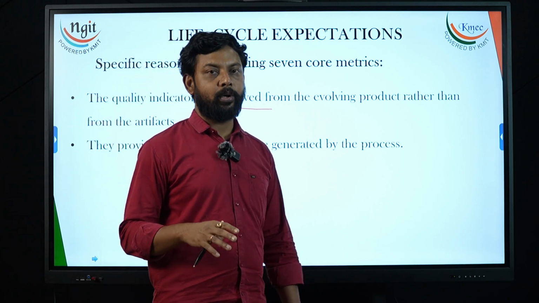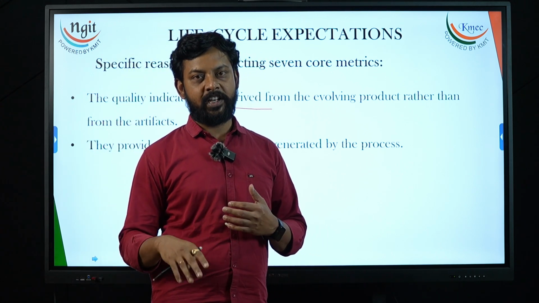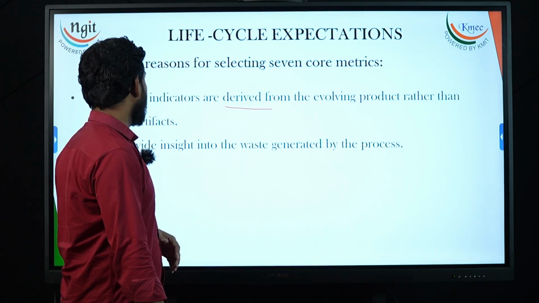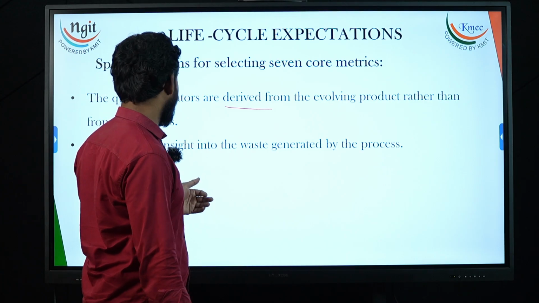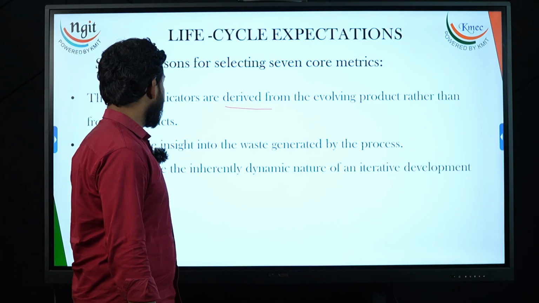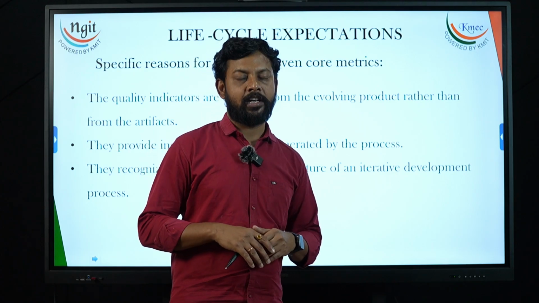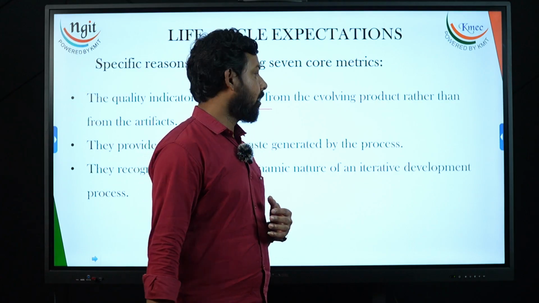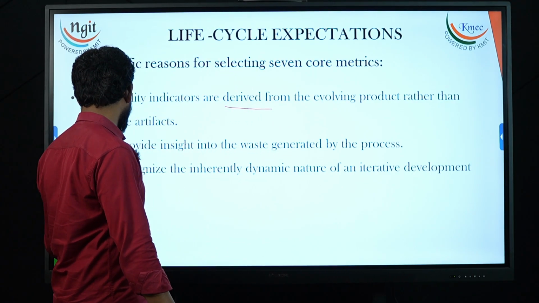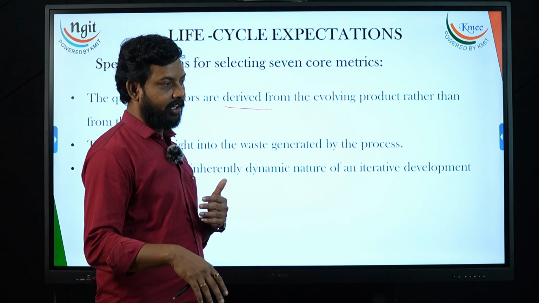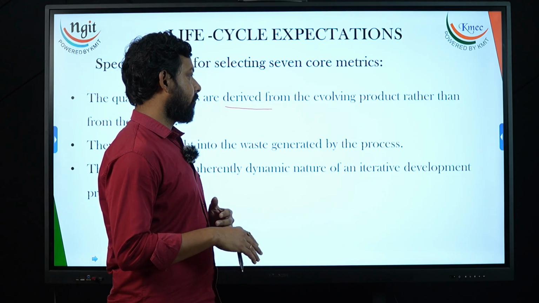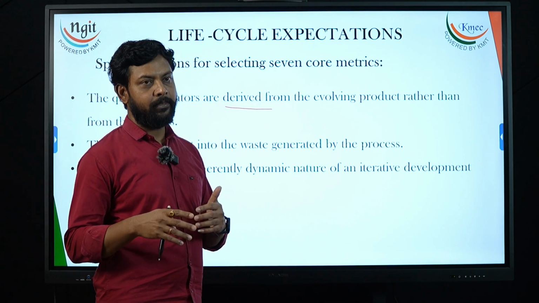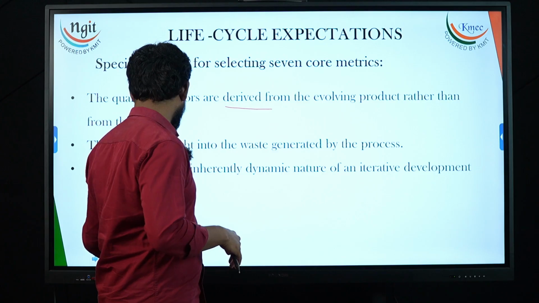And second, it is going to help you in understanding what waste is generated throughout the progress of your project. In order to know that, these 7 core metrics will help you. And the third reason is they are going to help you in understanding the dynamic changes that have taken place in your project development throughout the different iterations of your project. In order to know this, or to reorganize them, these 7 metrics will help you.